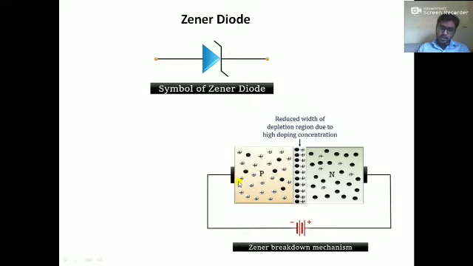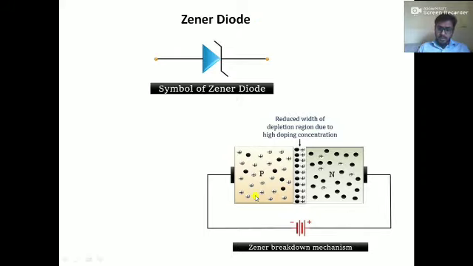It also works in forward bias as the normal diode works. It also works in reverse bias, but the normal diode does not work in reverse bias. This type of special diode, which is symbolically denoted like this, is generally constructed for reverse bias working, and the Zener diode acts as a voltage regulator. How it acts as a voltage regulator, we will talk about in the later part of this video lecture.